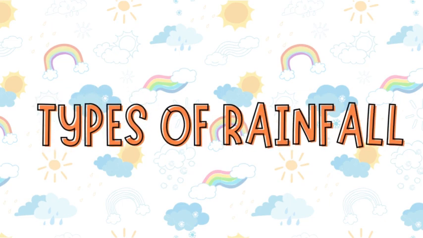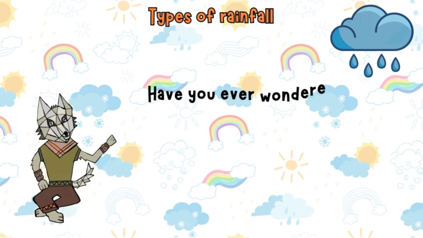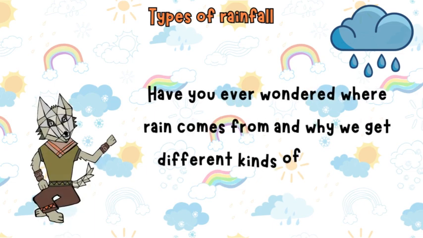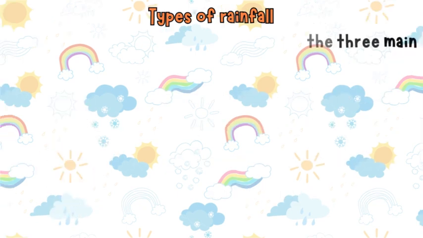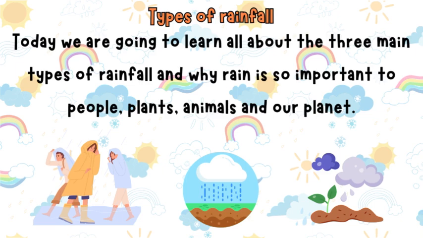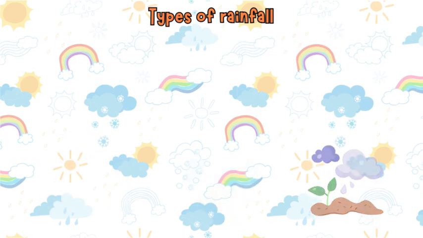Types of rainfall. Have you ever wondered where rain comes from and why we get different kinds of rainfall in different places? Today we are going to learn all about the three main types of rainfall and why rain is so important to people, plants, animals, and our planet.